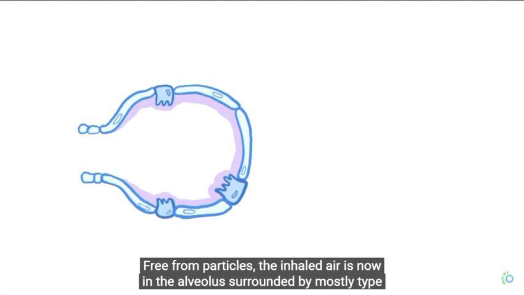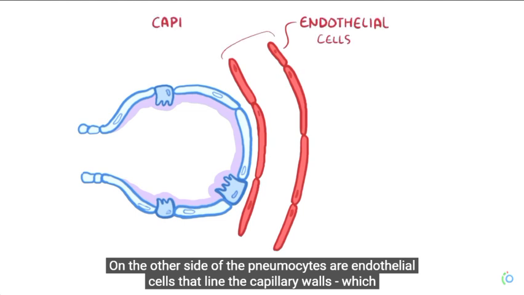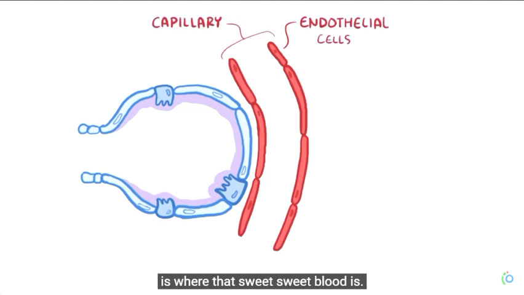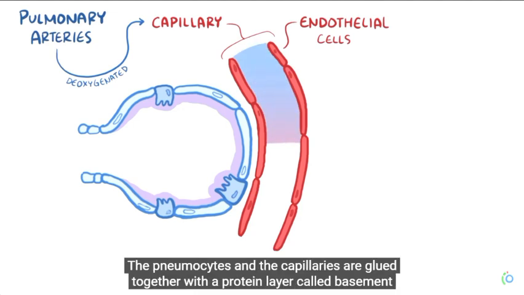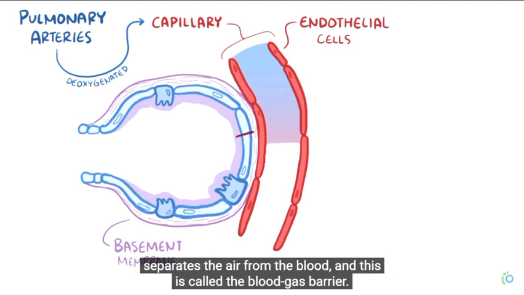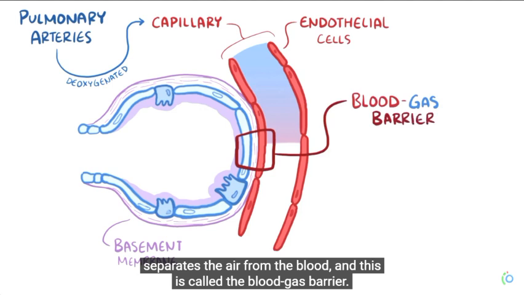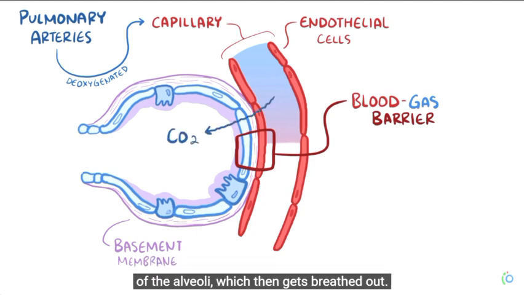Free from particles, the inhaled air is now in the alveolus, surrounded by mostly type 1 pneumocytes. On the other side of the pneumocytes are the endothelial cells that line the capillary walls, which is where the blood is. This time though, that blood comes from the pulmonary arteries carrying the deoxygenated blood. The pneumocytes and the capillaries are glued together within a protein layer called basement membrane. So the alveoli wall, the basement membrane, and the capillary wall is really all that separates the air from the blood, and this is called the blood-gas barrier.